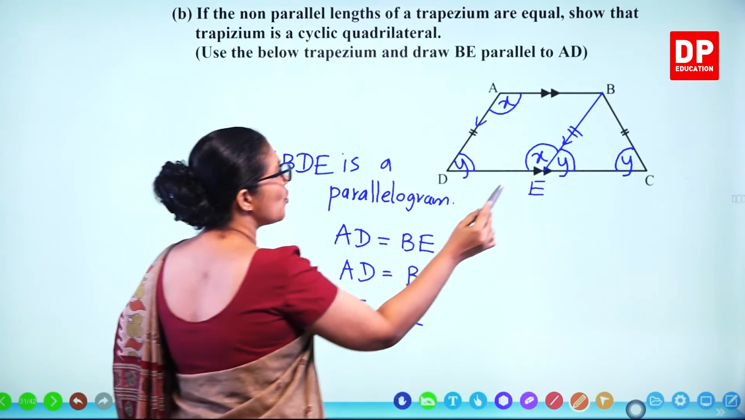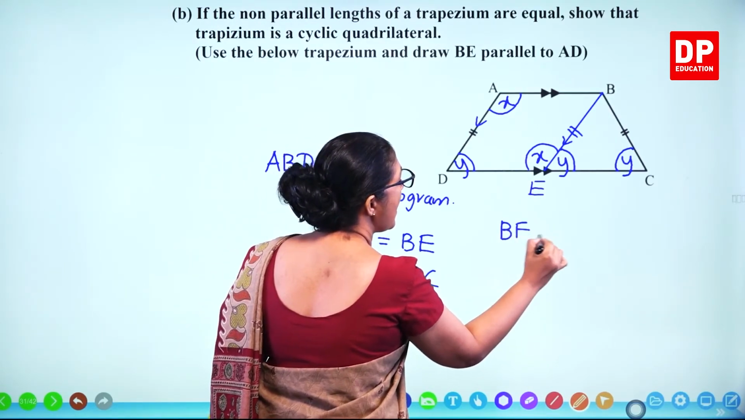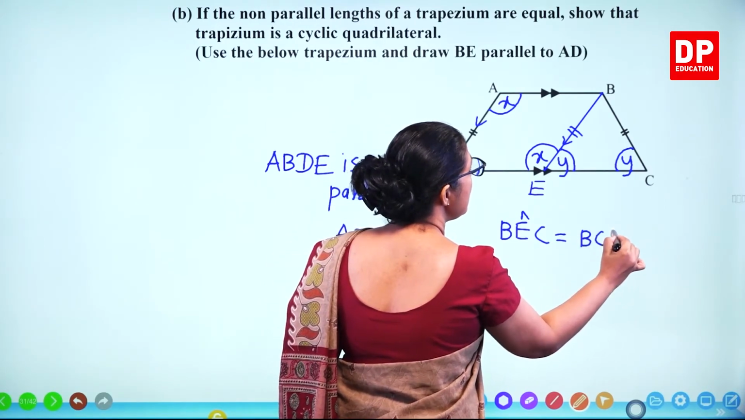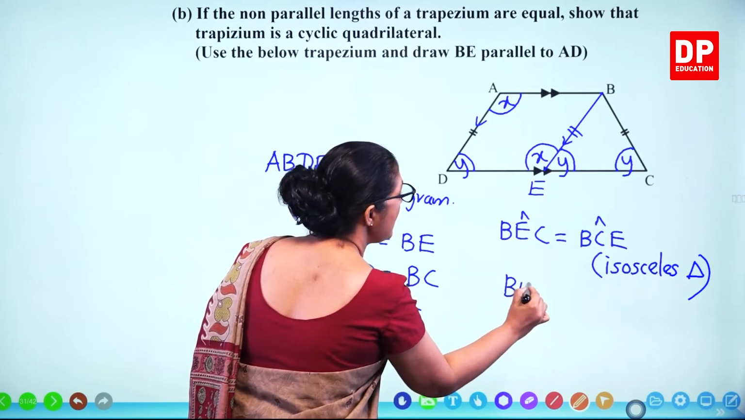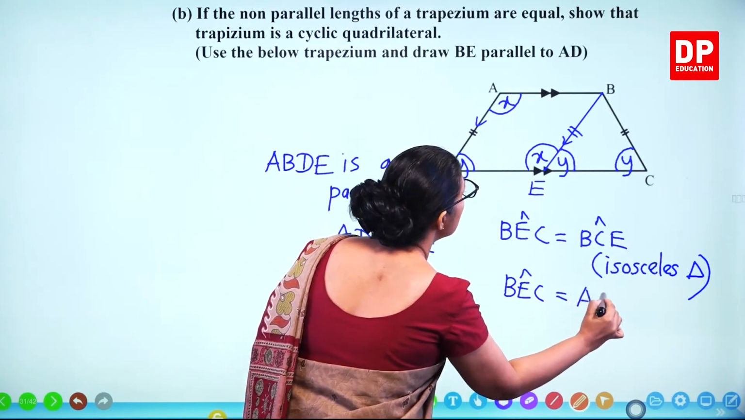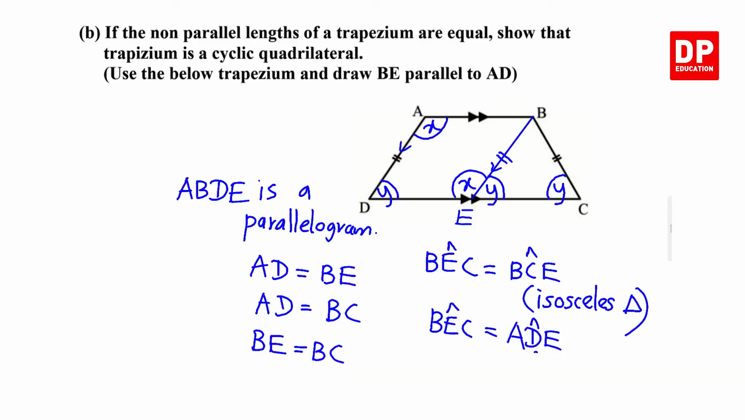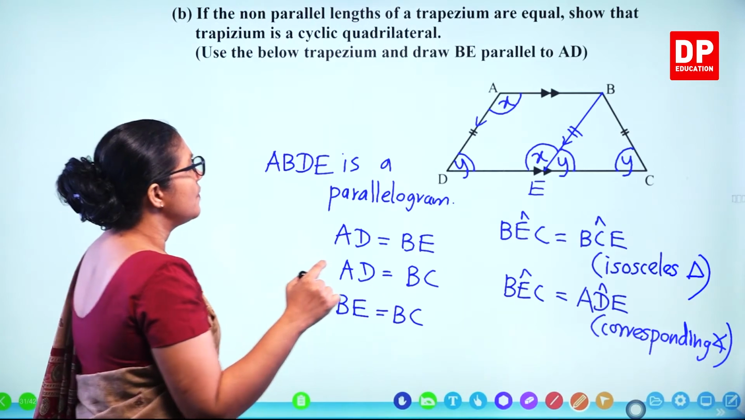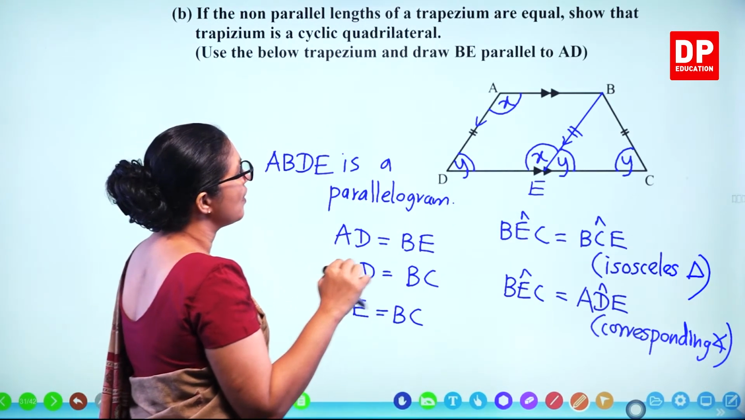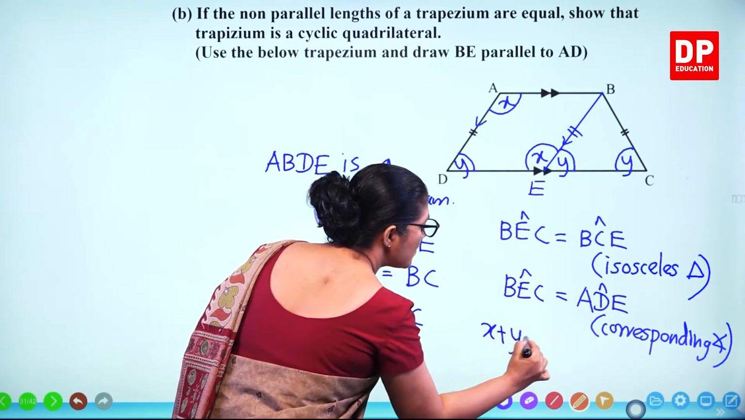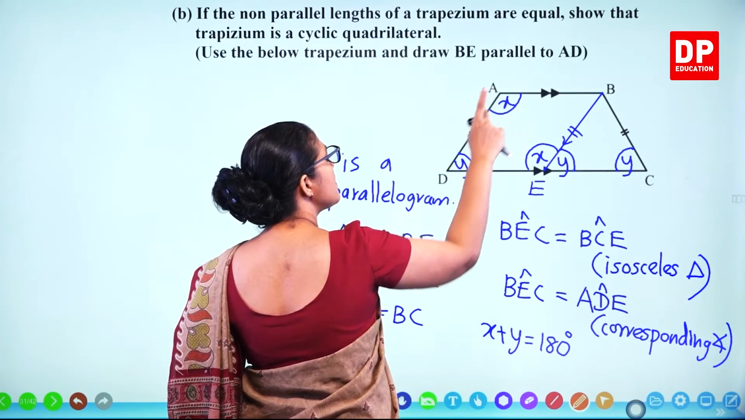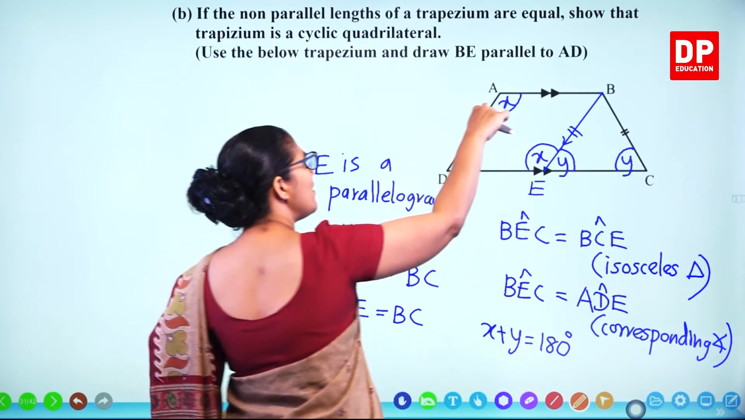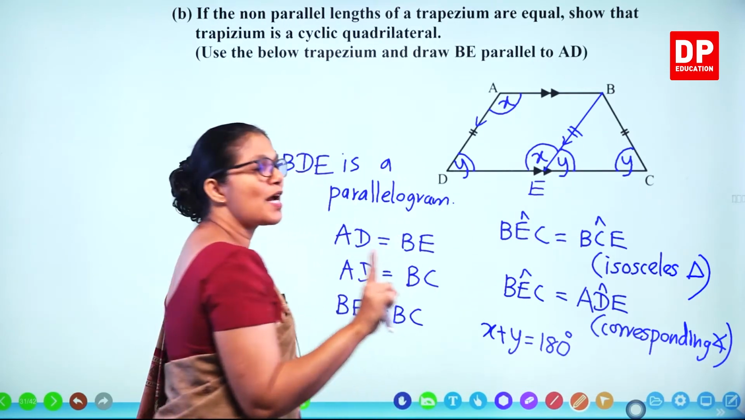Now what can you say? We can say angle BEC is equal to angle BCE because of the isosceles triangle. And also angle BEC is equal to angle ADE because of corresponding angles. These two are corresponding angles. Now what can you say? We know from this point x plus y is equal to 180. We can see that it's a straight angle. Now look at this one. This angle and this angle, 180. What about these angles? Also x plus y. Opposite angles add up to 180.